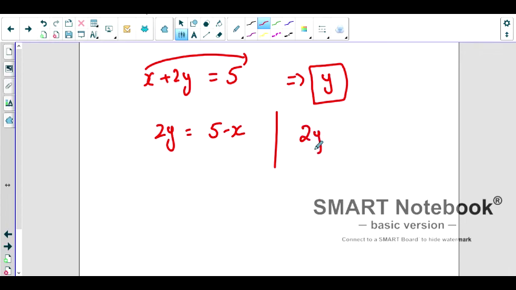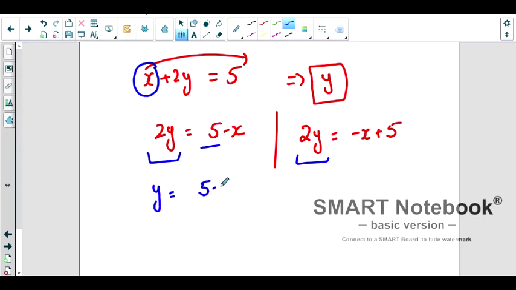You can also write 2y equals minus x plus 5. Just don't make this mistake: don't change the sign of 5, only change the sign of x, which you are shifting to the other side. Now this 2 is extra, so what do we do? y equals (5 minus x) over 2. You can also write it as 5 over 2 minus x over 2.